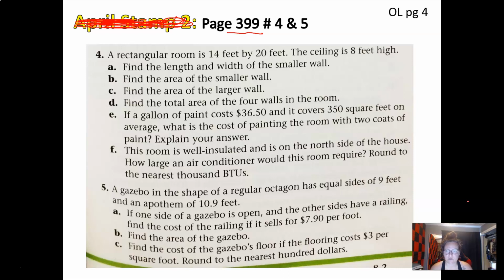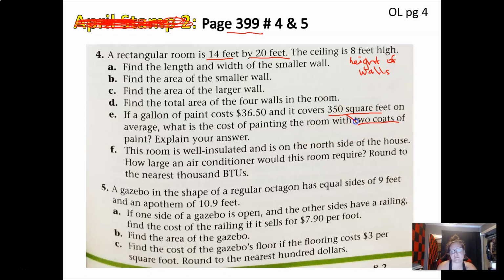And so it gives you a room where the flooring is 14 feet by 20 feet. And then the ceiling comes, so this is the height of the walls. Okay, so find the length and the width of the smaller wall, find the area of the smaller wall, tell me the area of the larger wall, find the total area of all the walls. If a gallon of paint costs $36.50 and it covers 350 square feet on average, what's the cost of painting the room with 2 coats of paint?